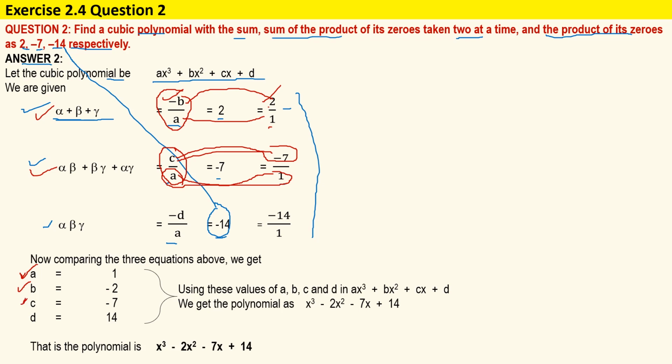So now we have found the values of a, b, c, and d, and using these values, which we put in this form, we get the polynomial as x cubed minus 2x squared minus 7x plus 14, and hence our answer polynomial is this.